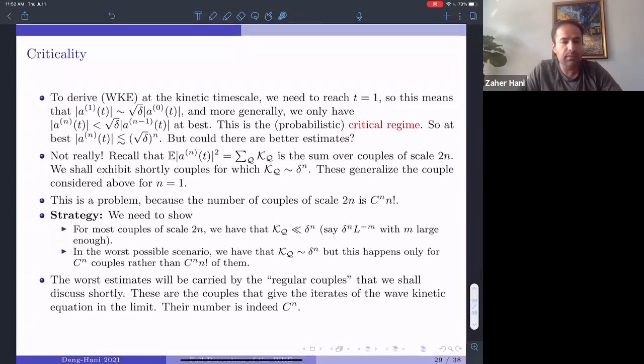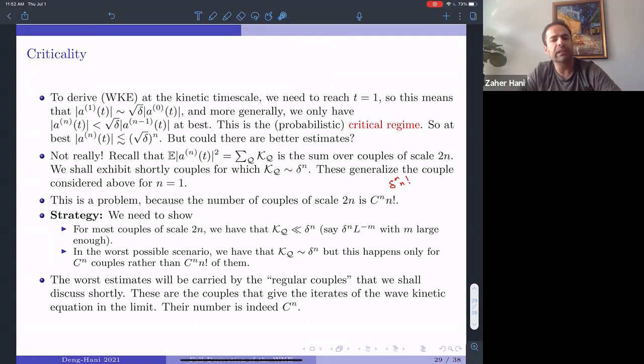And so this is a problem. This is something that we discussed in more vague terms last time, or a few weeks ago when I gave the first talk. So this is a problem because, as we said, there's an exponentially large number of couples of scale 2n. If I look at couples of scale 2n, there are n factorial of them. So getting a factor of delta to the n times n factorial is really brutal. So really we're dead if all the couples, in other words, have this worst case estimate.